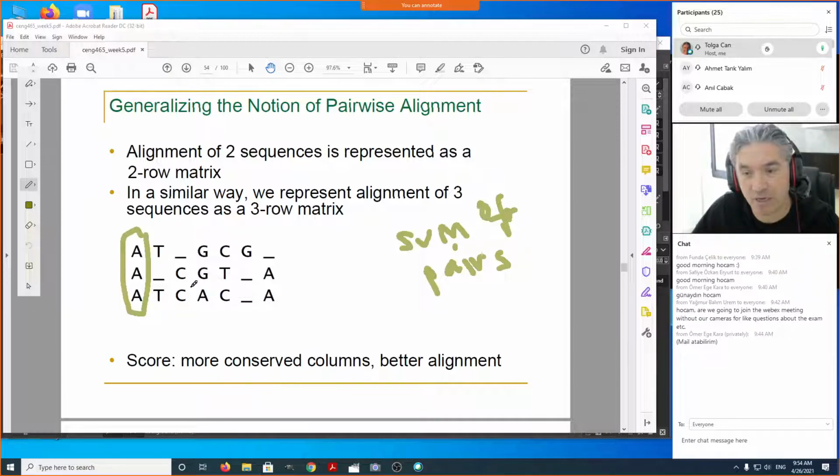For example, by looking at the first column, I see that there are 3 choose 2, which is 3 matches. First and second sequence is a match. First and third sequence is a match. Second and third sequence is a match. So whatever your match score is, if you multiply it by 3, you will get the column score of the first column. If you do it column by column, it will give you the exact same sum of pairs score, as if you did it in pairs of rows.